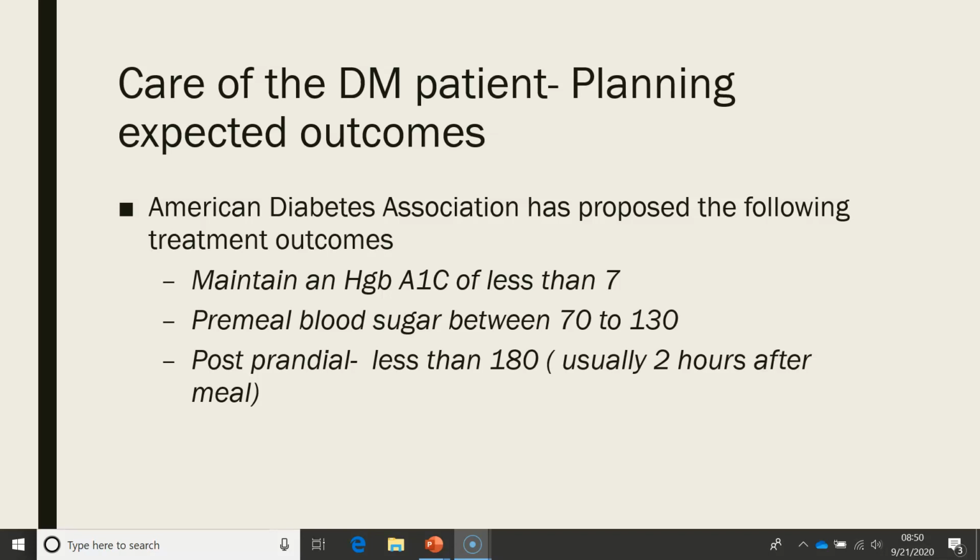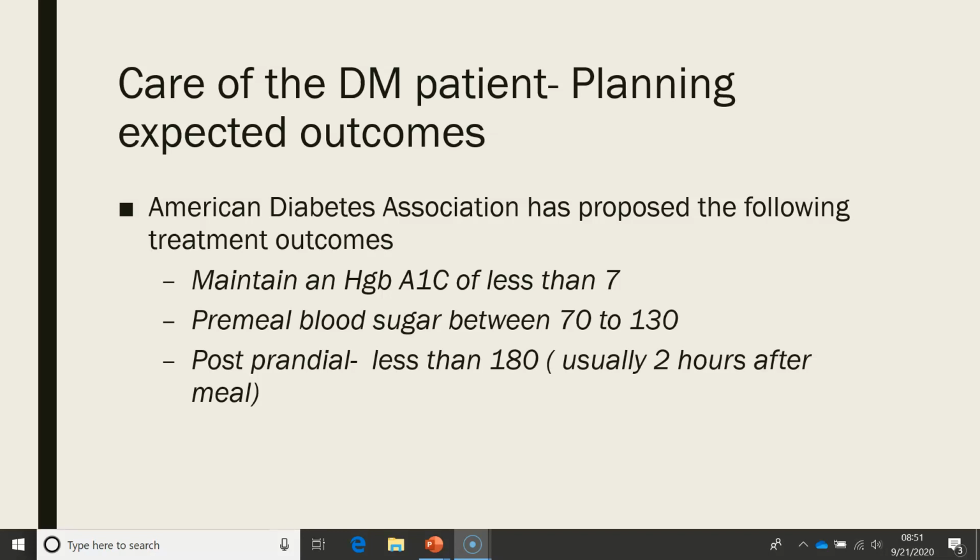And that's usually taken 2 hours after the meal, because a postprandial blood sugar needs to be when the food that has been eaten has had time to digest and the sugar from that meal has entered our system. I hope that makes sense.